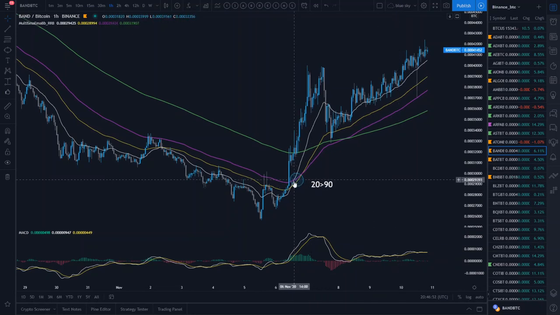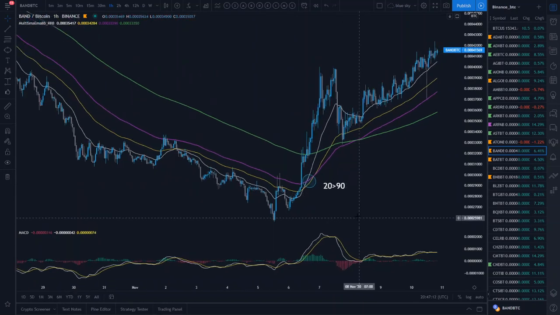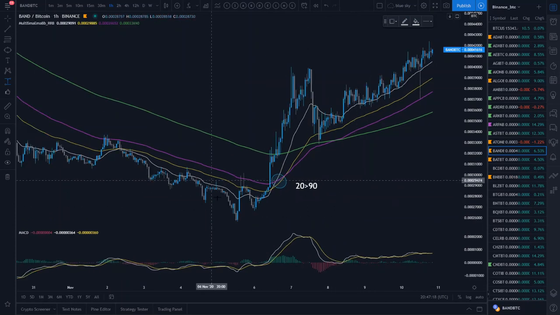This cross, 20 and 90, means that a small EMA crosses a big EMA. It could also be like 20 and 100. It's not that important. What is important is the fact that a small EMA crosses a big EMA after a downtrend. And this means, guys, if you had a signal bot that tells you, okay, EMA 20 crosses EMA 90, that's where you can buy this coin.